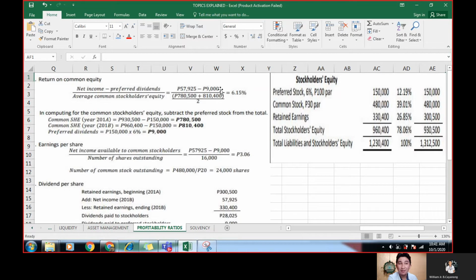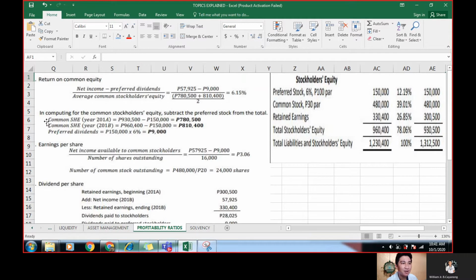557,925 minus 9,000. Now, tapos na tayo sa numerator. Ang problema na lang natin is denominator: average common stockholders equity. Common stockholders, remember. So, dito ang common stockholders natin is lahat ng total stockholders equity natin, 960 on the current year and 930 on the previous year. Now, kukunin natin dyan si preference share. Ima-minus natin kasi ang nasa formula, average common stockholders equity.